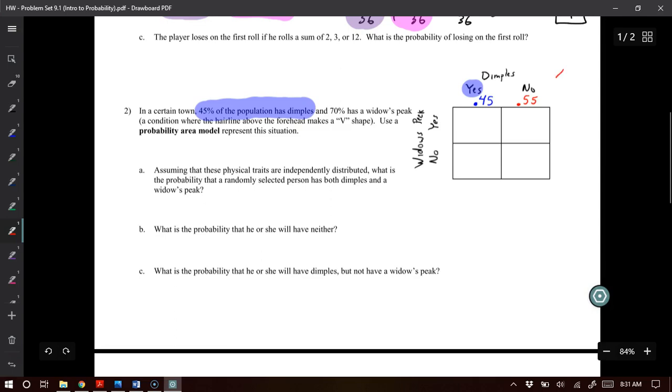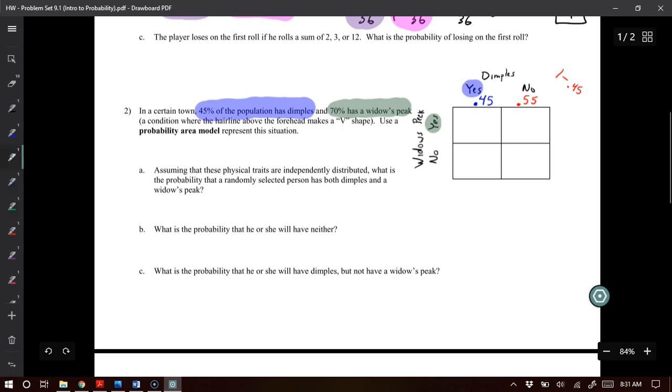Because 100% minus 45% would equal 55%. So that's where I'm getting the 55 from. You're told that 70% have a widow's peak. That would be right here. Yes, they have a widow's peak. And I'm going to put a point.